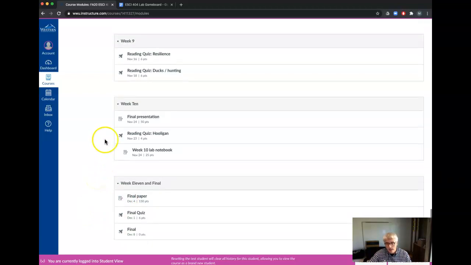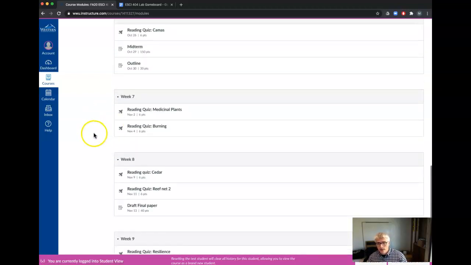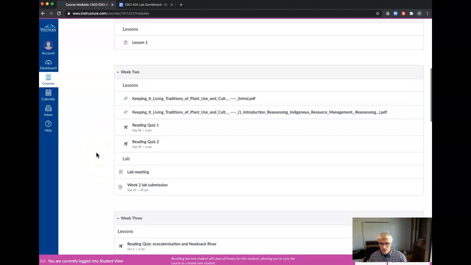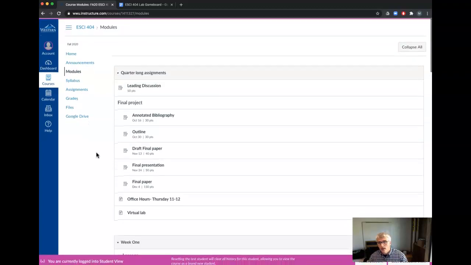And with our final project, there's also a presentation. I need to build that out a little bit more, but the idea is we'll all be on Zoom. You will present your final project in no more than 10 minutes. So everybody will also do a final presentation. Every week there'll be a lab and a lab notebook assignment-ish due. So everything should be under modules.